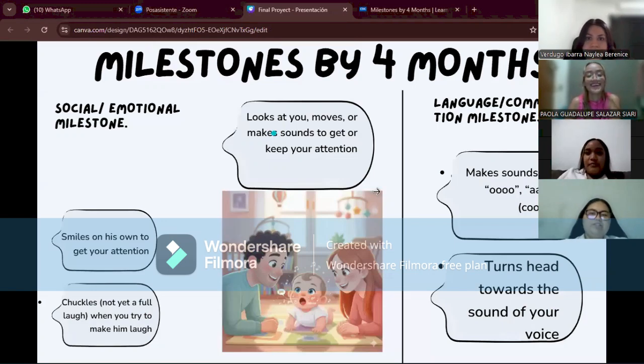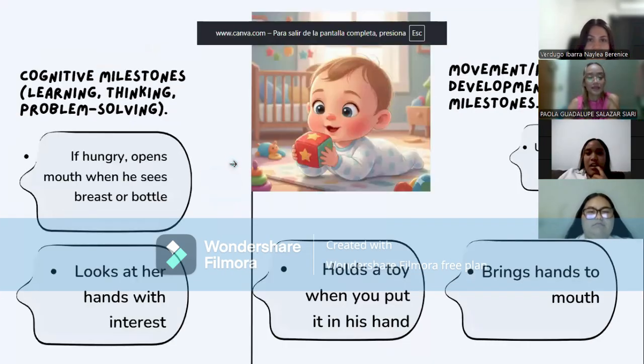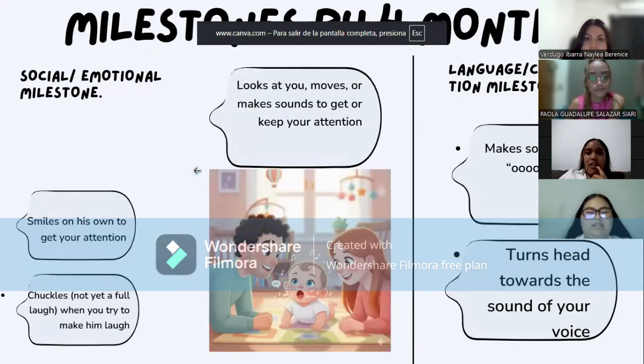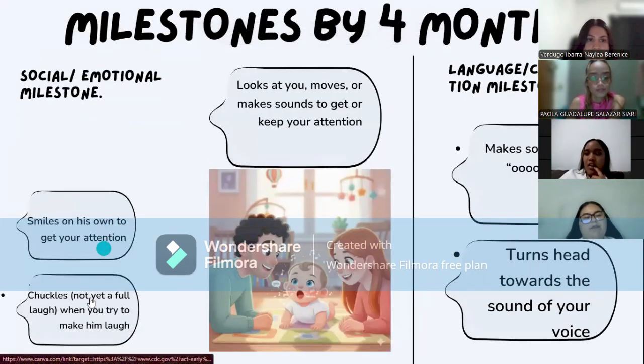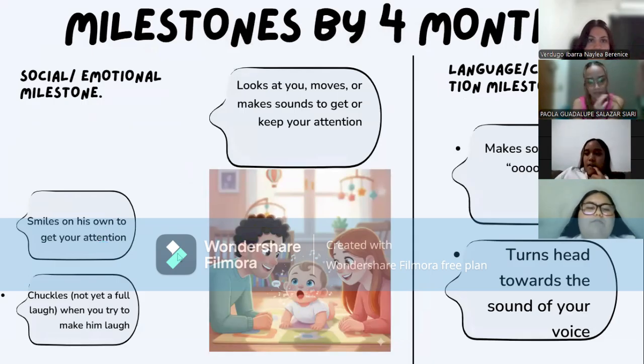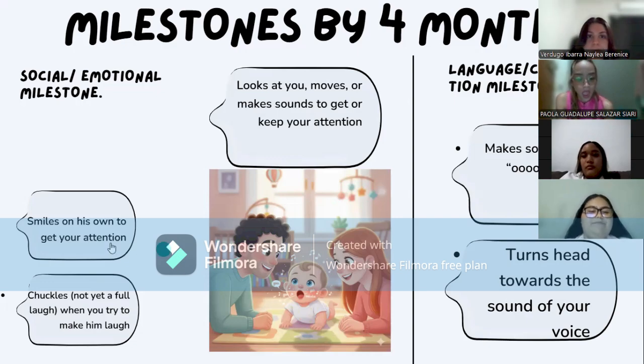This is milestones by 4 months. In the social and emotional milestones: looks at you, moves, or makes sounds to get or keep your attention. Smiles on his own to get your attention. Chuckles, not yet a full laugh, when you try to make him laugh.